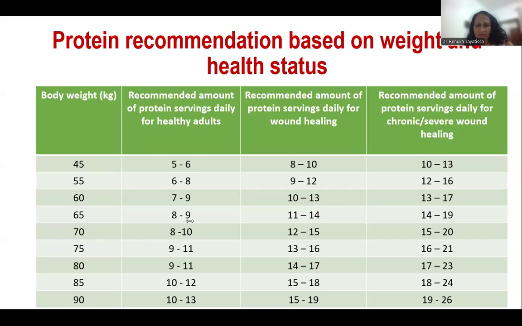And the fourth column is for people who have a chronic and severe wound, how many protein servings they need. For that, you have to multiply by 7. Then only you can get the grams of protein that they need per day, because 1 serving is equal to 7 grams. And then you can see how much protein some need, and sometimes even at 45 kilogram body weight, if they have a severe chronic wound, they need something about 70 gram of protein per day.